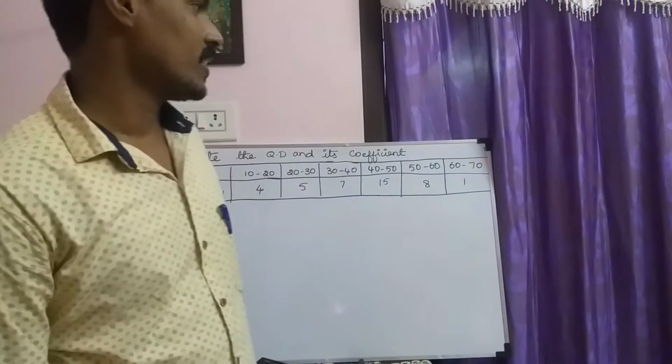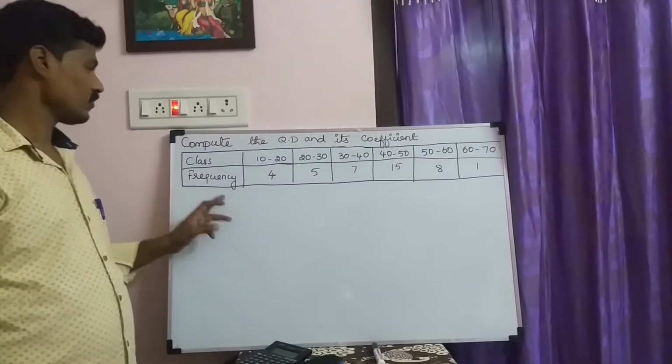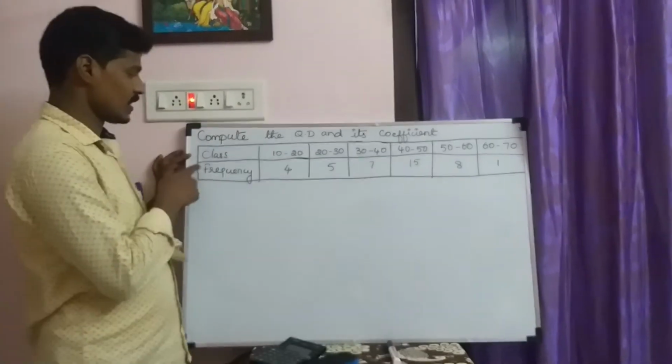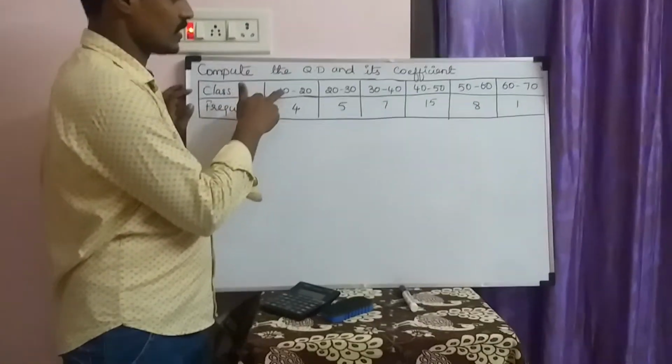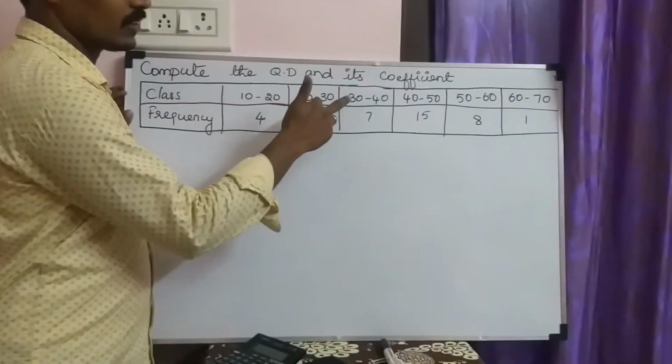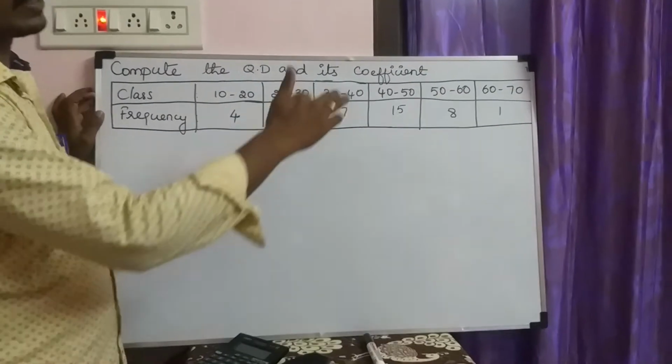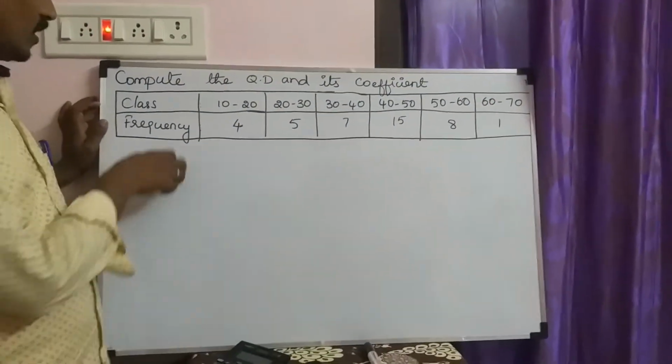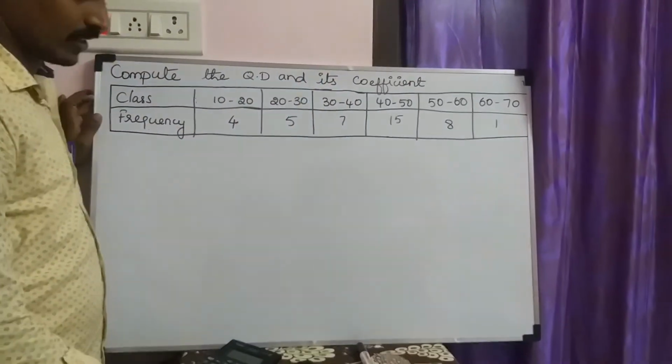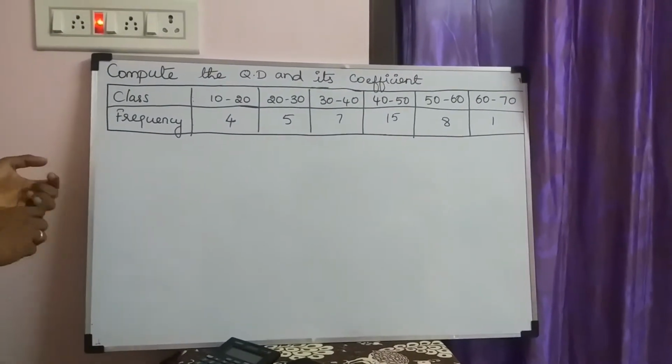See, for the previous class, we learned about the QD in raw data and continuous data. Now, today we are going to see continuous data in QD. Here the class and frequencies we have. Class is 10 to 20, 20 to 30, 30 to 40, 40 to 50, and then finally 60 to 70. And the corresponding frequencies are given. So by using that, we are going to find that QD.